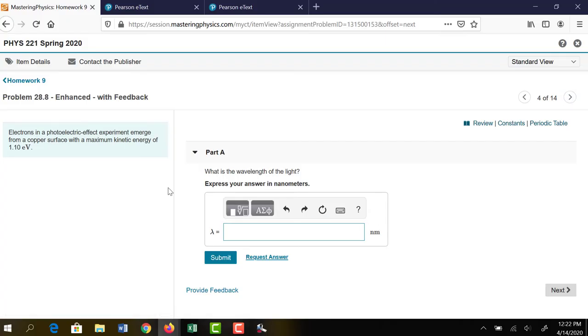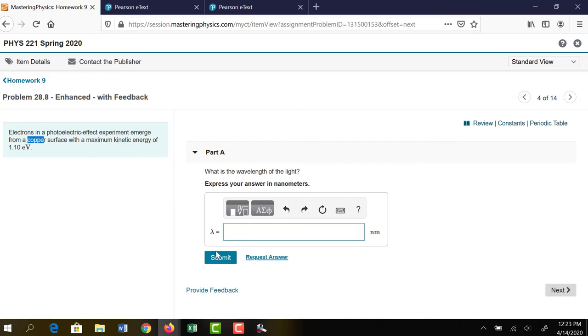Okay, so electrons in the photoelectric experiment emerge from a copper surface with a maximum kinetic energy of 1.1 eV. So in this problem, they're not just being liberated, they are being freed and they have a little bit left over, 1.1 eV. And then we want to know what is the wavelength of the light. So you'll have to look up the work function of copper. Take a look at the section of the book, you can get the work function of copper.